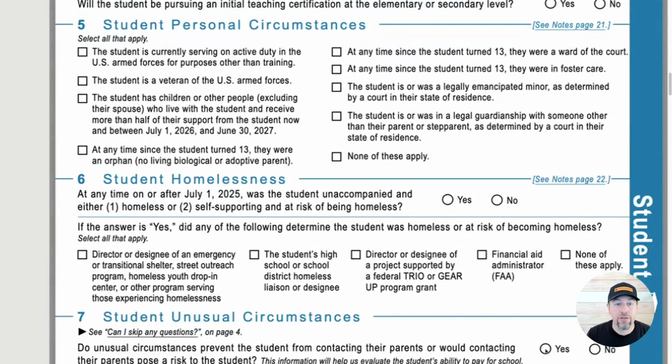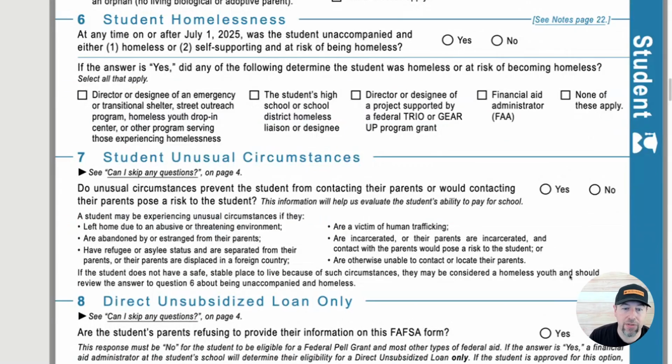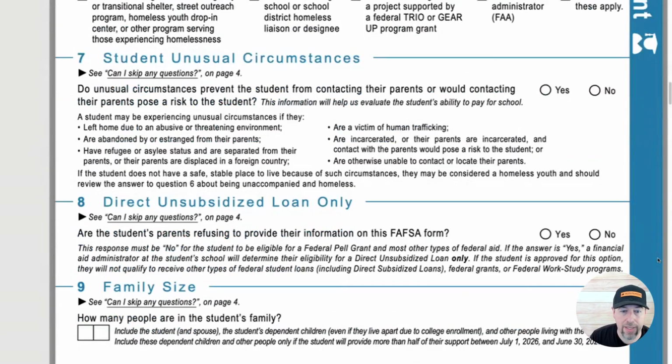Then you have personal circumstances. This is things that are more unique. Is the student in the military? Were they an orphan, foster care, ward of the court? Do they not live with their parents? Are they in a guardianship? All these things make a difference to determine whether the student is dependent or an independent student. Also, there is the student homelessness question, which again determines whether they are an independent or dependent student.